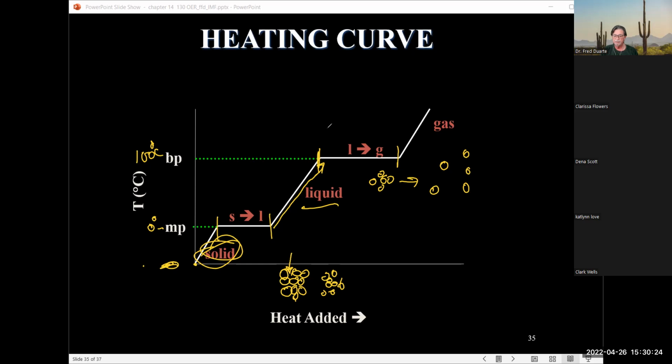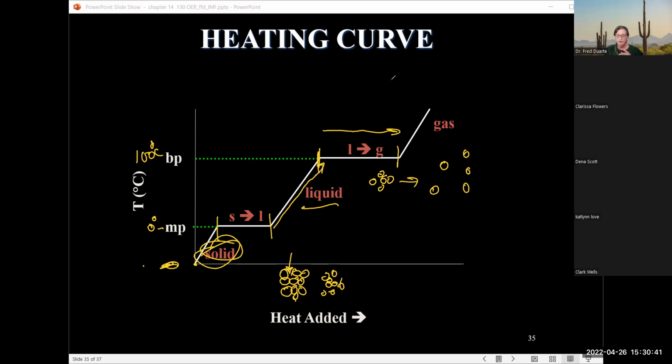Note again, the plateau. As we add heat, there's no increase in temperature because all the energy on these two plateaus that you're putting into the system is being absorbed by the molecules, so it breaks up the IMF interaction, okay?